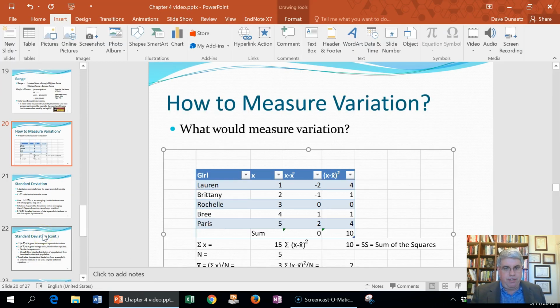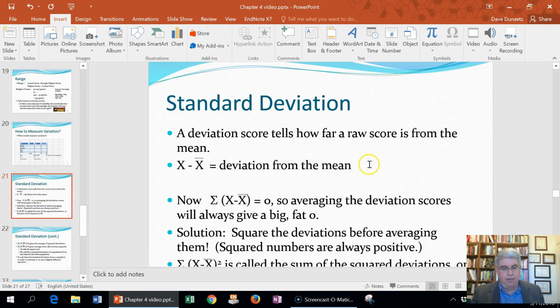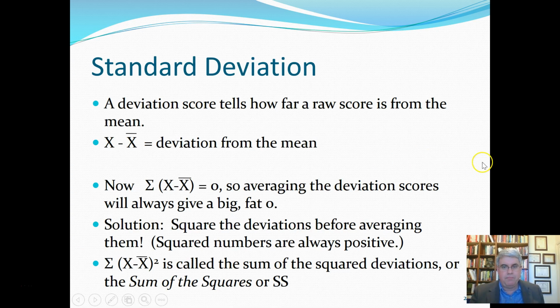Now let's go through this again. Let's go back to Excel here. Shift F5. So a deviation score tells us how far a raw score is from the mean. And so this x minus x bar is this deviation score. So it's the deviation from the mean. Now, we think we could average it, but the sum of all these deviations equals 0. So averaging the deviation scores will always give us a big fat 0. It won't get us any place. The solution is to square the deviations before averaging them, because squared numbers are always positive.